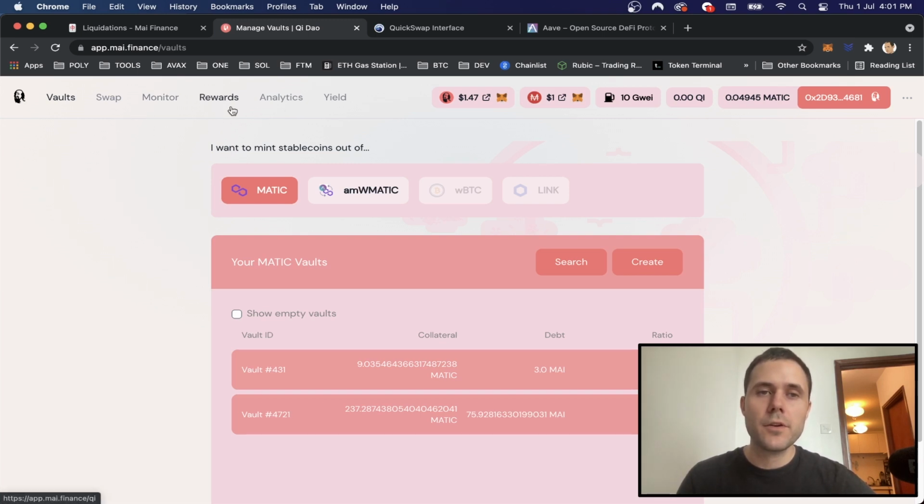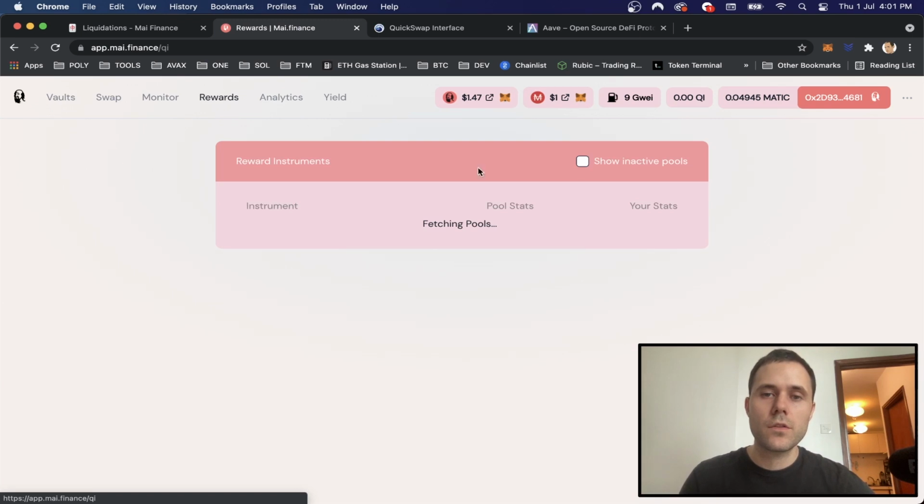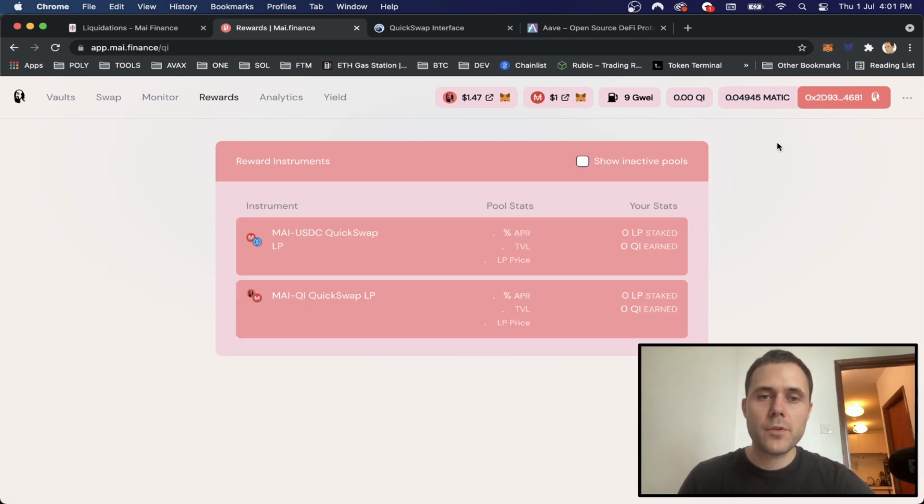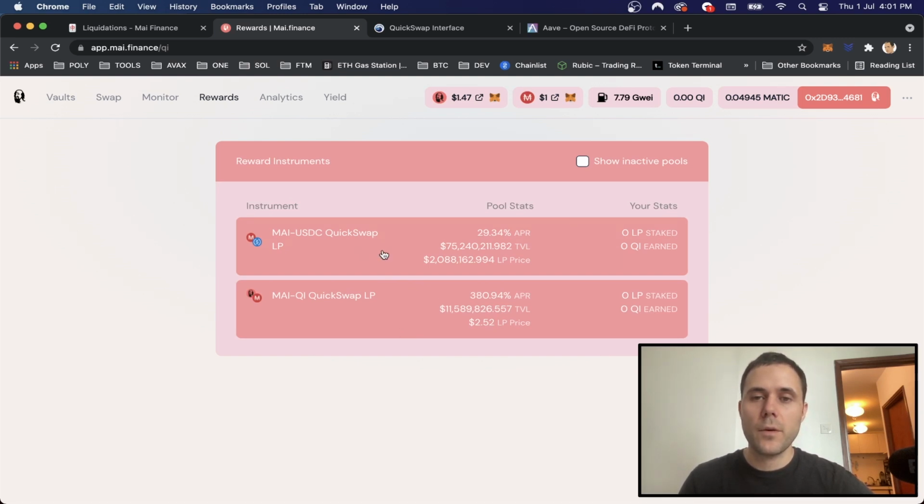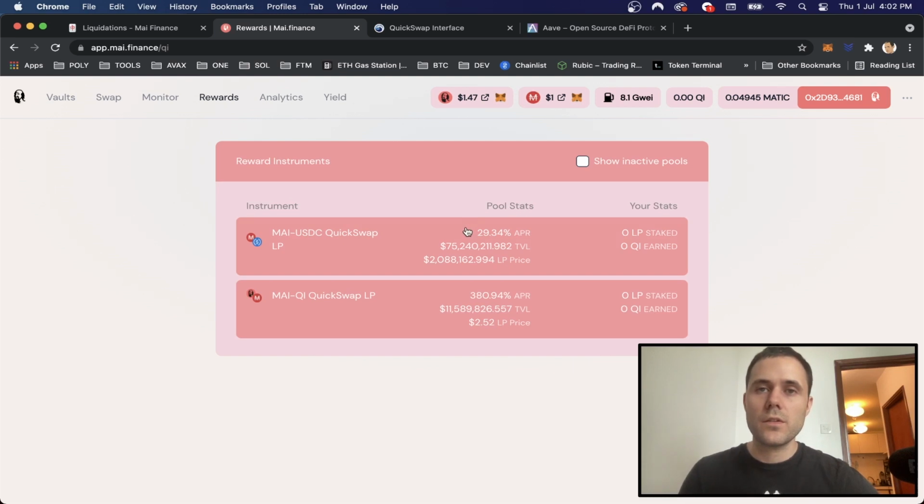Okay, so if we go to rewards, I'm going to introduce farming to you guys. So we've got two pools on here. We've got Mai USDC, which is a QuickSwap based liquidity pool paying just about 30% APR. This is the interest we are getting. And we've also got something called TVL, which is the total value locked. So this is the total amount which has been deposited on here, which is 75 million.